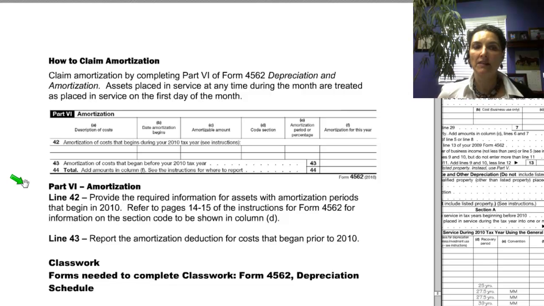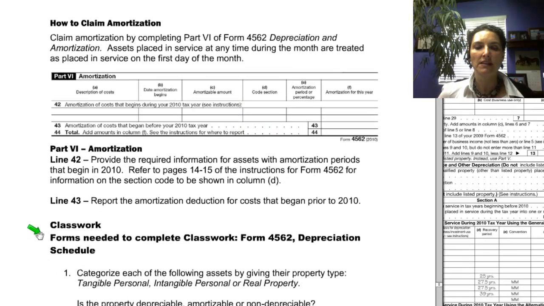Part 6, Amortization. On line 42, provide the required information for assets with amortization periods that begin in 2010. Refer to pages 14 through 15 of the instructions for Form 4562 for information on the section code to be shown in column D. And on line 43, report the amortization deduction for costs that began prior to 2010.